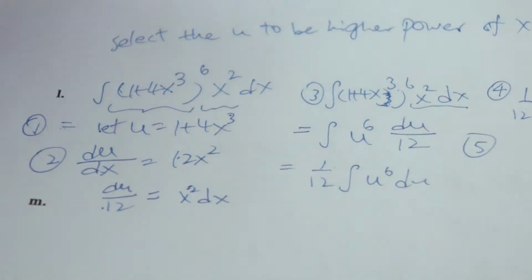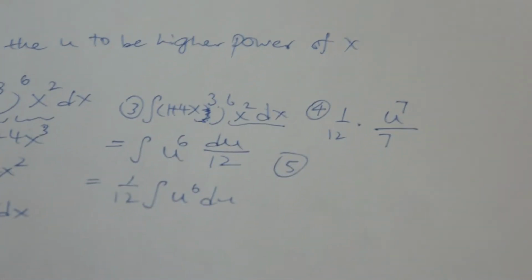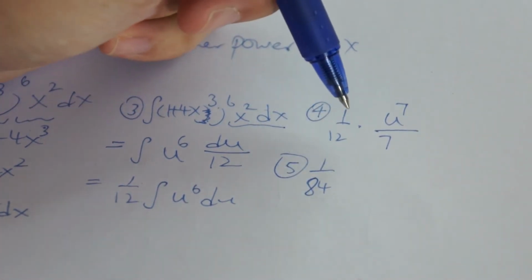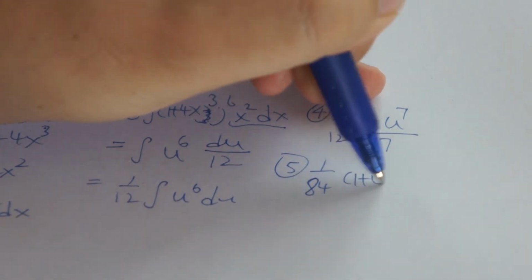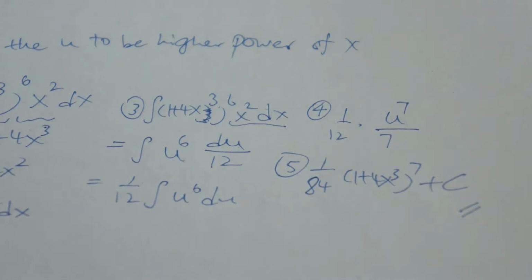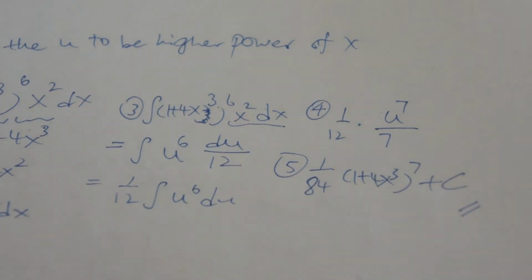And then finally step 5: we will have 1 over 84 because both of them multiply together, and then replace the u by 1 plus 4x cubed, to the power of 7. So finally remember to add the constant. So this is one of the demonstrations of using the method of substitution. And then we can go ahead further to part N.